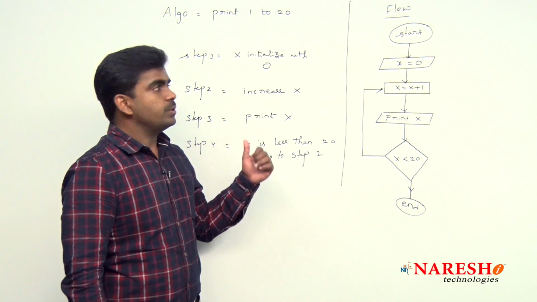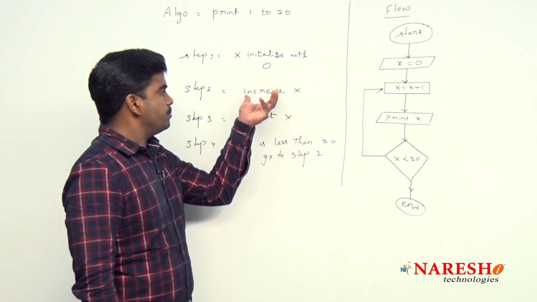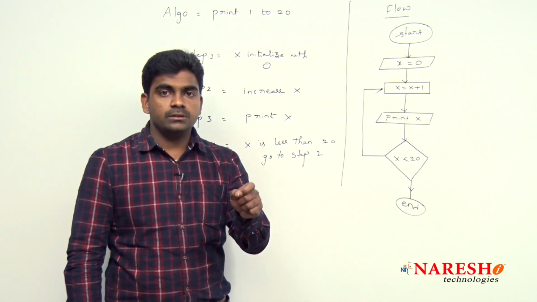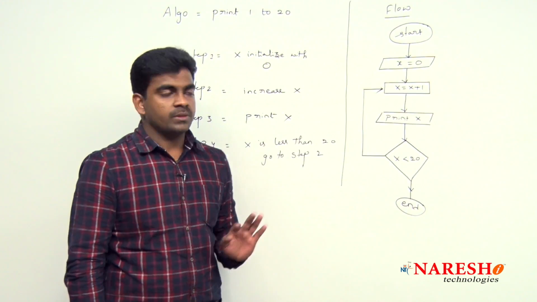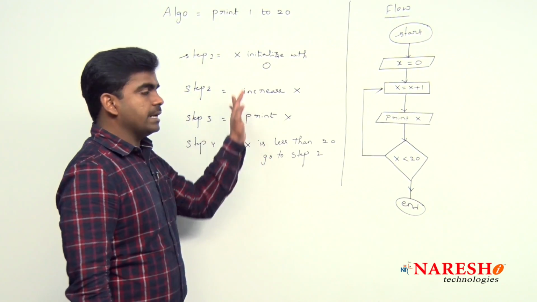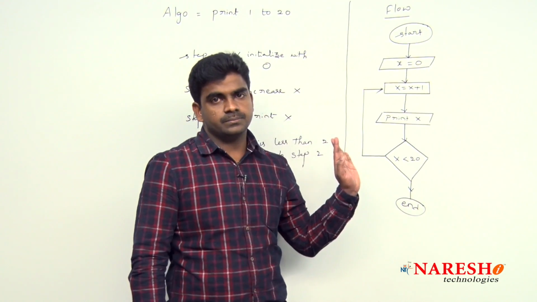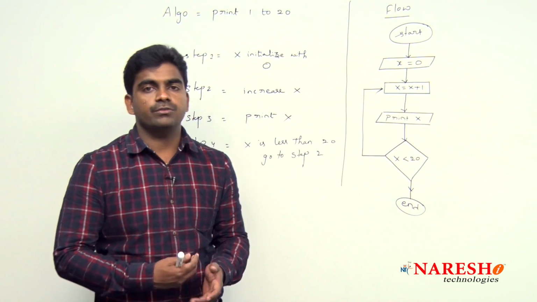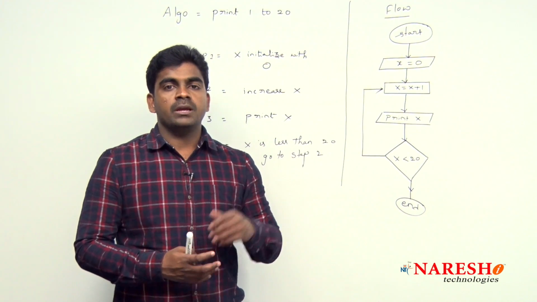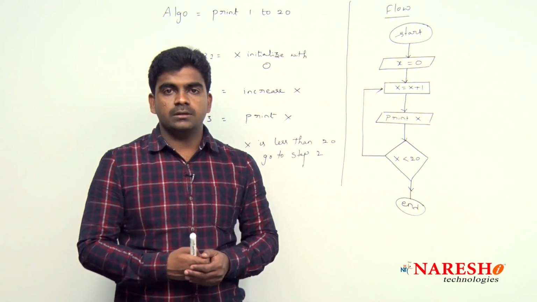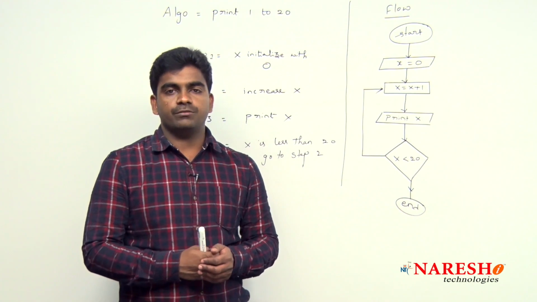So algorithm means using natural language, a step by step representation of a solution to a particular problem. And flowchart means that same algorithm represented diagrammatically. So that is what we call a flowchart. Hope you understood. In the coming concepts, every logical program we will represent with a flowchart. So definitely you will be good at the flowchart concept.